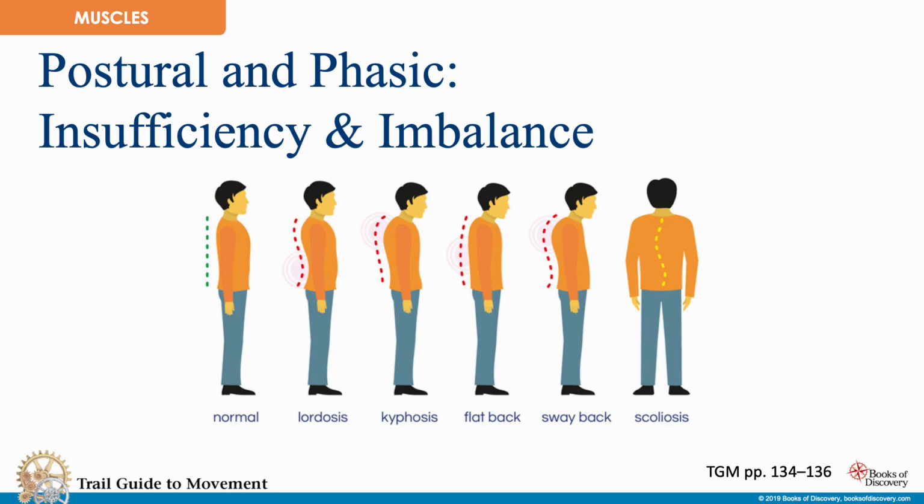We're going to take everything we learned about insufficiency and apply it to the whole body. We categorize muscles into two main groups, postural and phasic. Postural muscles are designed to hold us up against gravity all day long, while phasic muscles are for movement. When these two groups get out of balance, we see postural distortions, as shown on this slide.